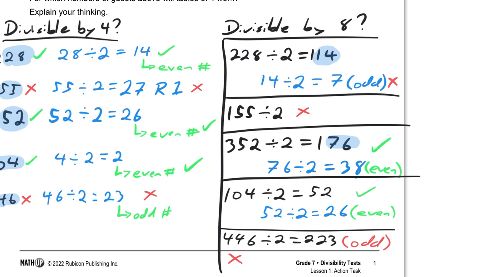So for these, 352 will work, 104 will work, but 228 will not work for being divisible by 8. 155 won't work, and 446 won't work. Let's move on to the next question.